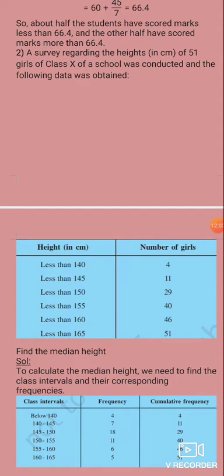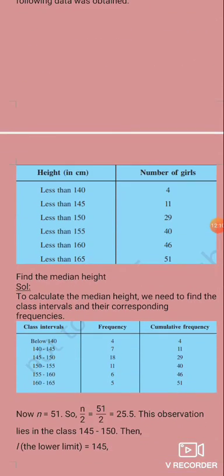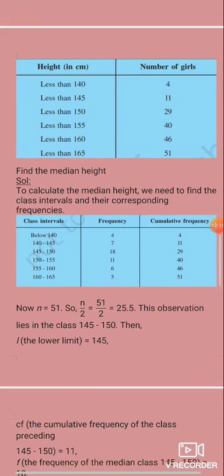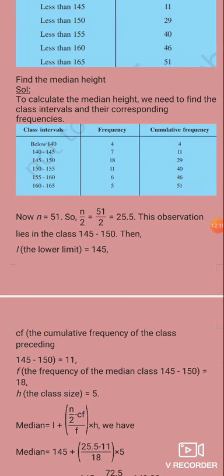Now we form the 3-column table with the class interval, frequency and cumulative frequency. Now we can use the equation to find the median. First we need to write n by 2, and after that the equation L plus (n by 2 minus Cf) by f into h, where L is the lower limit of the median class. So we select the median class in this way.